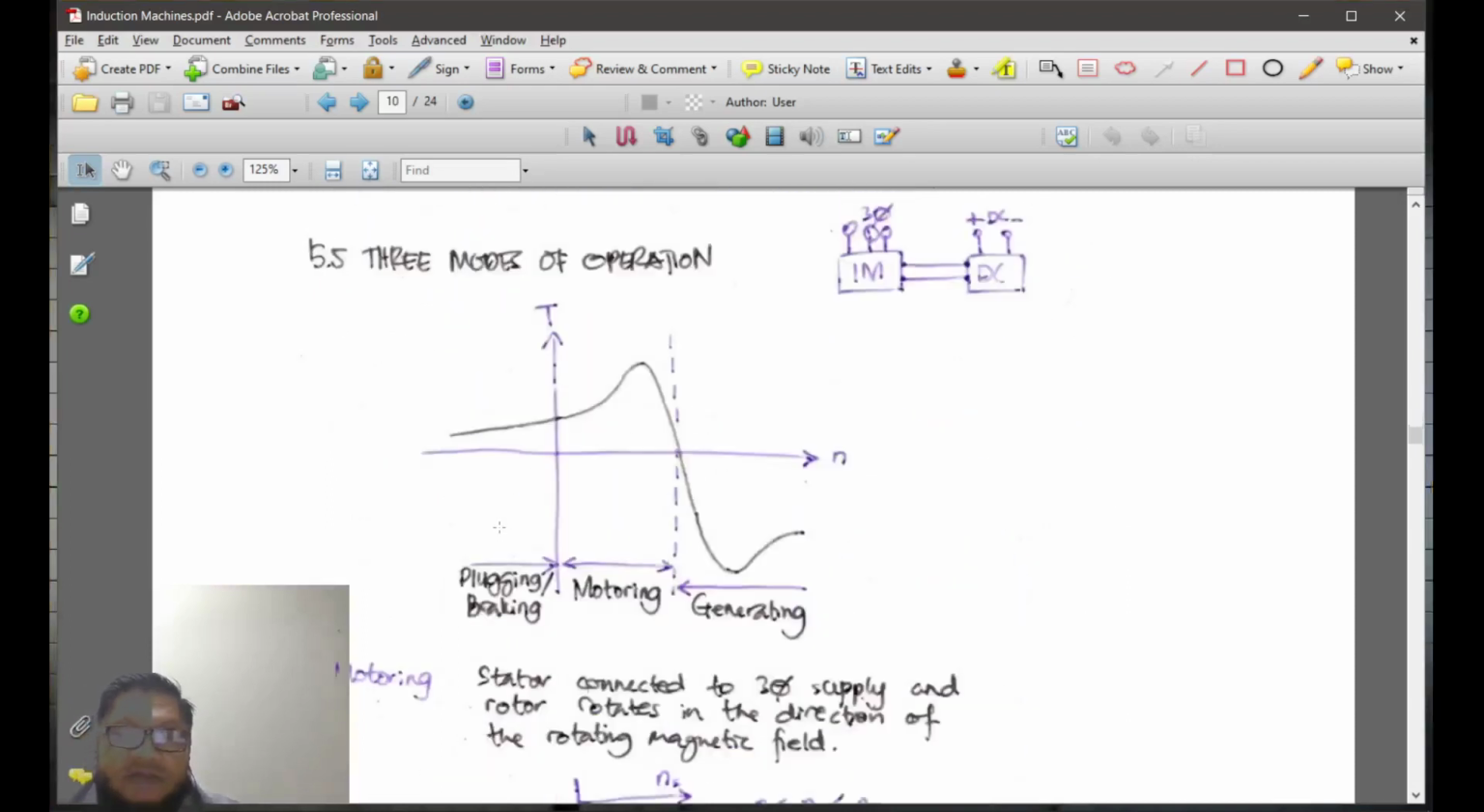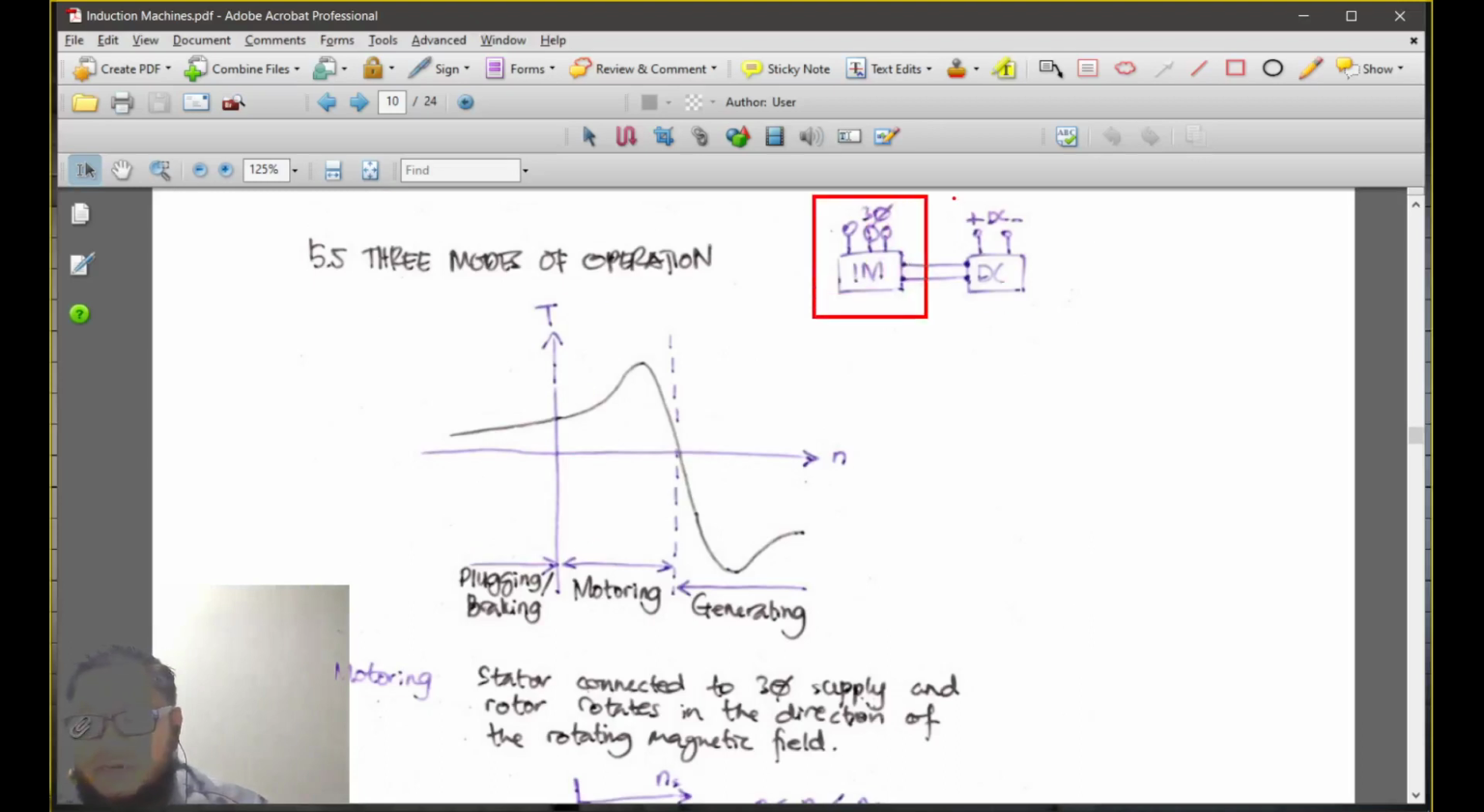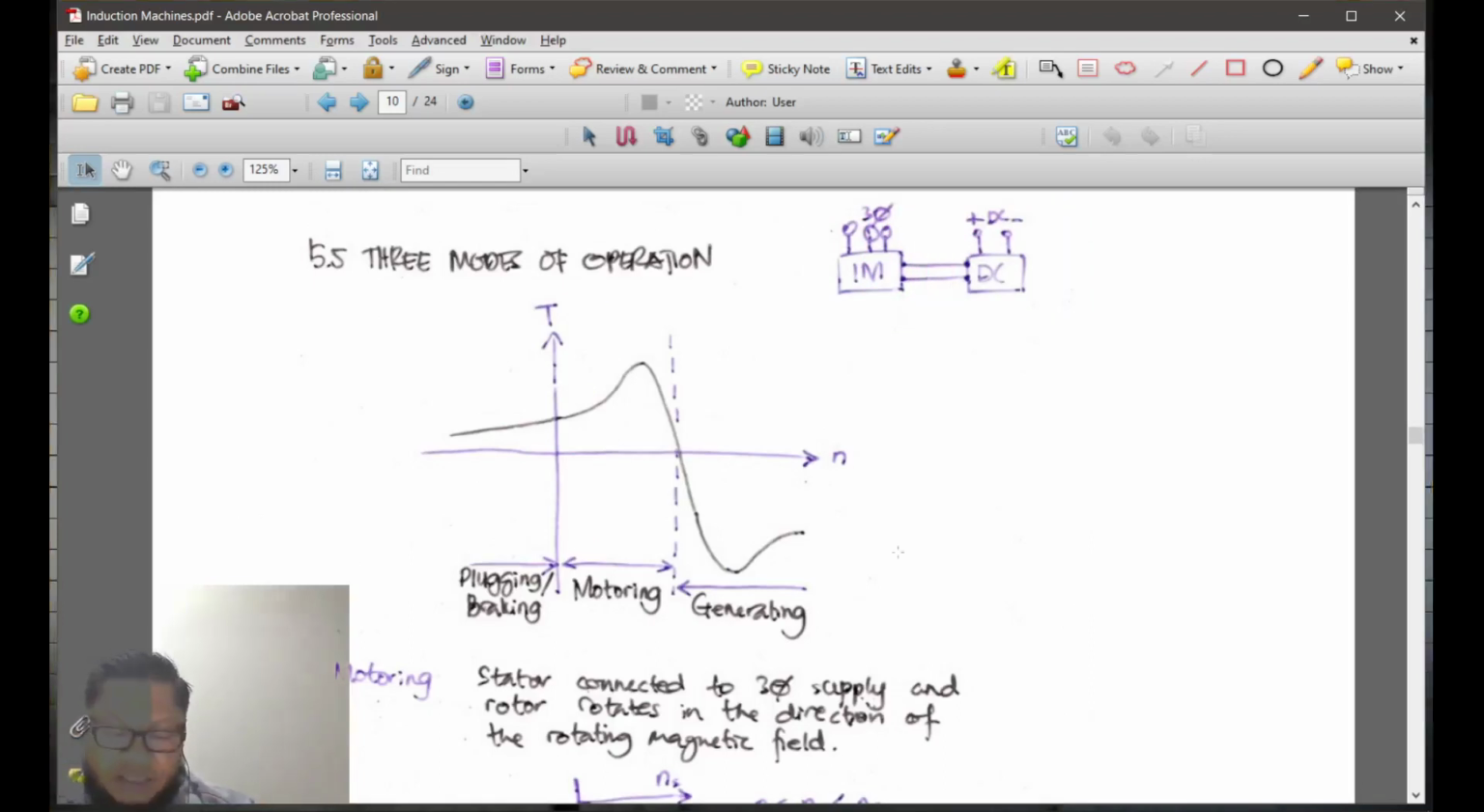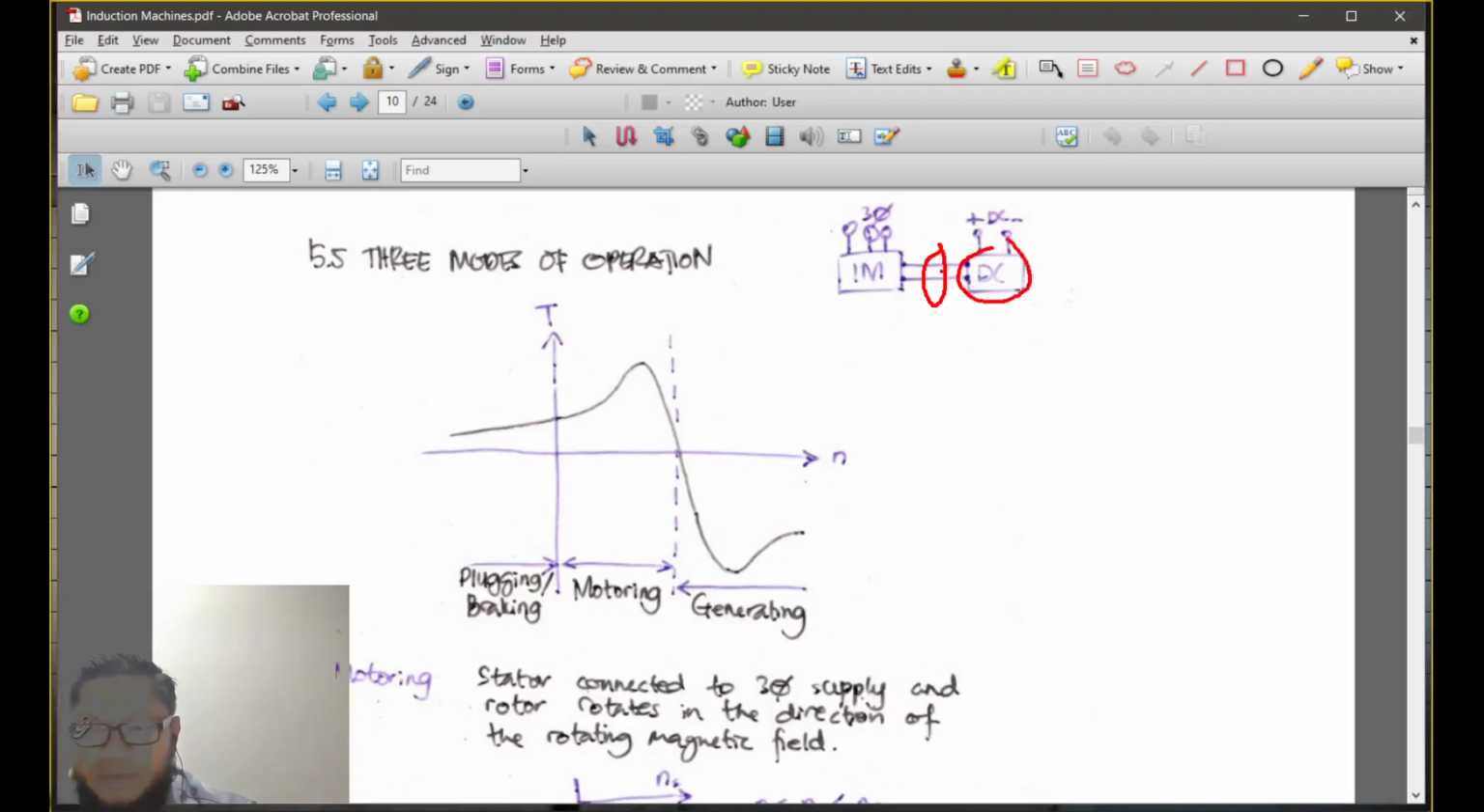Okay, now let's look into the three modes of operation. To be able to get these three modes of operation, we can imagine that your induction machine here will be connected to a DC machine, and the shaft is connected to the DC machine. Why? Because we want to rotate the rotor to get into the three modes of operation. This DC motor will help to rotate the rotor here.